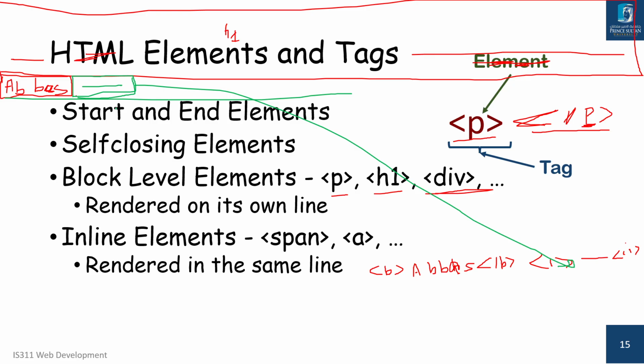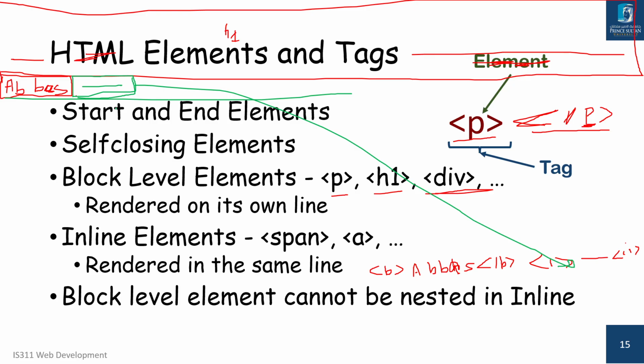So we have the block level elements, which reserve the full width of the page for themselves and do not allow any other element to come in that space. And then we have inline elements, which are smaller in size, and they allow other inline elements to come in the same line. Okay.